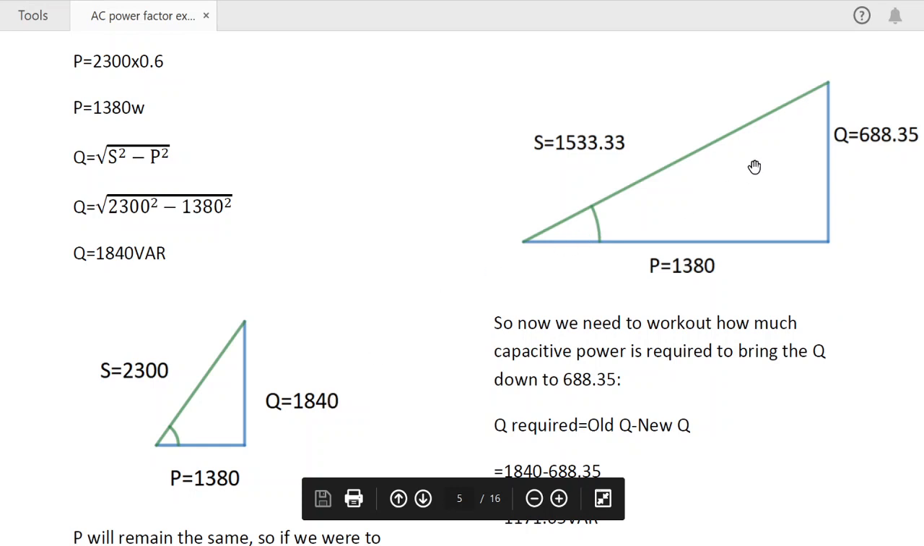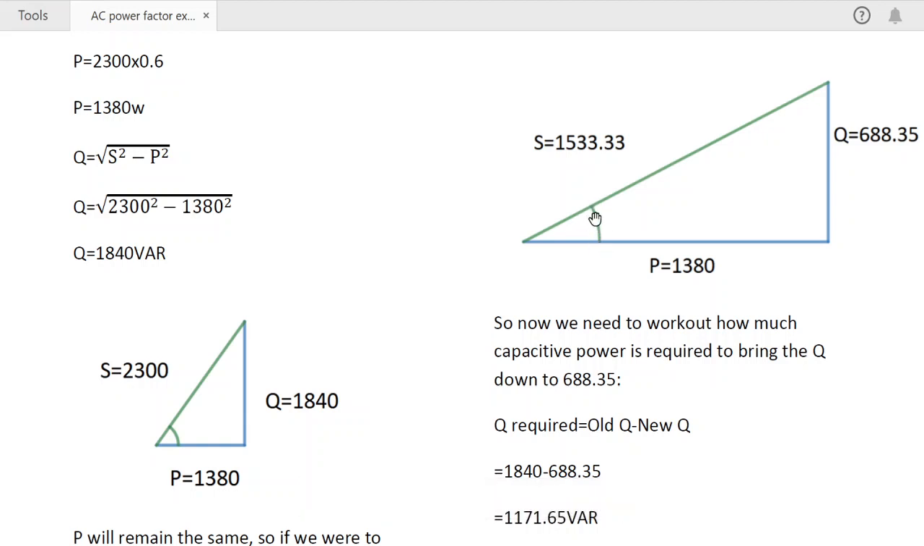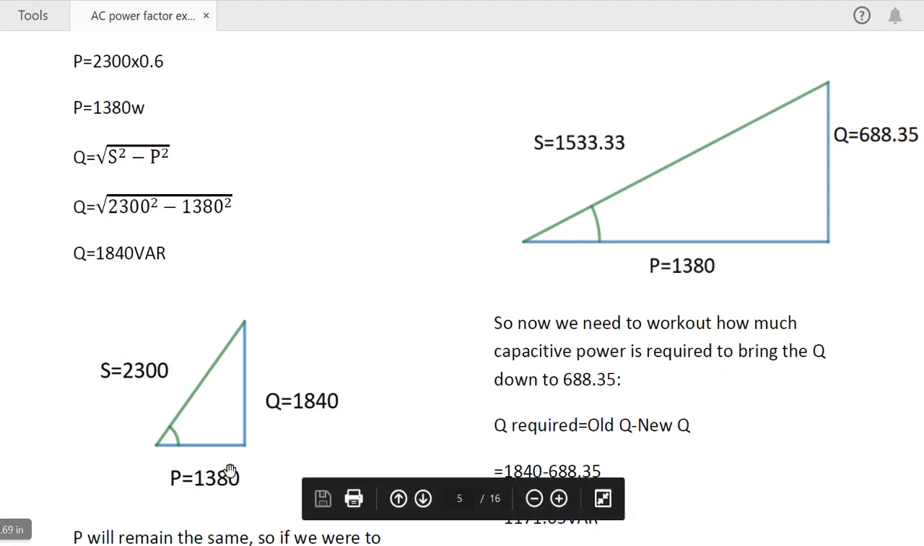Notice that although my triangles are one is bigger than the other, they're still to scale, that the angle has now dramatically reduced, and the difference between our true power and our apparent power has also dramatically reduced, which is a good thing. Again, that means that we are paying for this much power but only using this much power. It's still not ideal. I don't want to pay for more than I'm using, but it's much better than we had over here where I'm paying for this much power and only using this much power.